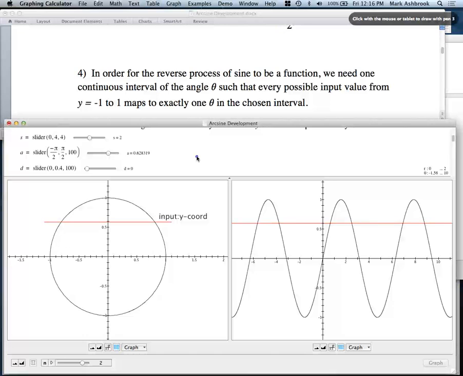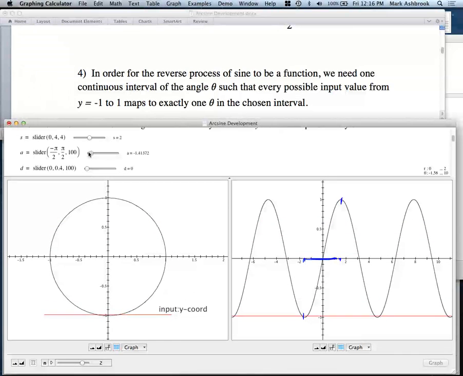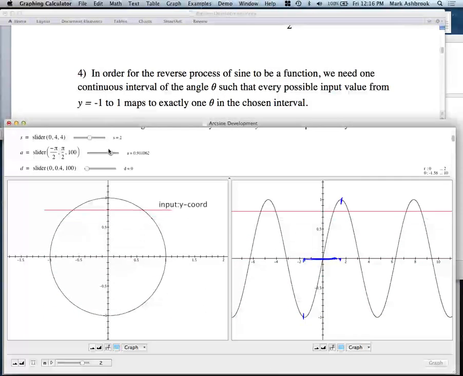So you just imagine the graph from here to here, or from here to here. So if we only had that much of the graph, for any y coordinate that I chose, would I just get one angle? No matter if I chose anything from -1 to 1, does it give me one angle out?